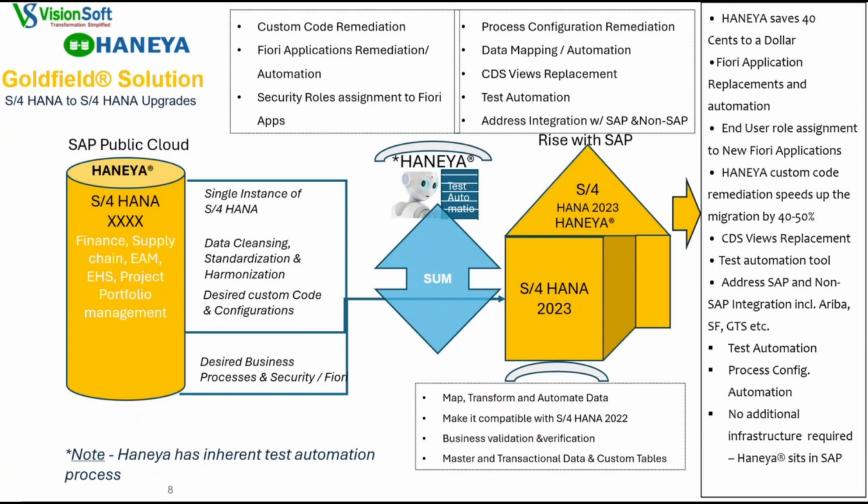So what is the value behind the Goldfield solution? It has about 40 to 50% effort, cost, and time reduction. It rapidly deploys the new version of S/4HANA or RISE from the public cloud with the automated process. It has all the Fiori applications remediated, made sure they're all working, and replaced with the new ones. It has the custom code remediation, and the process remediation along with the data mappings and transformations. Finally, test automation is what speeds up the whole process, along with the functional integrated testing, as I mentioned, with SuccessFactors, Ariba, GTS, and so on. And it offers zero downtime deployment.